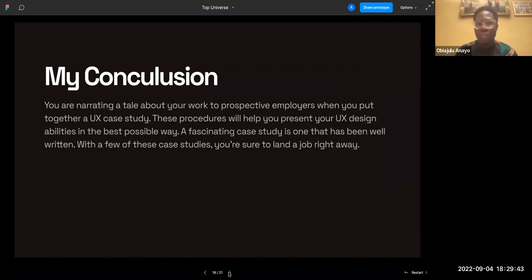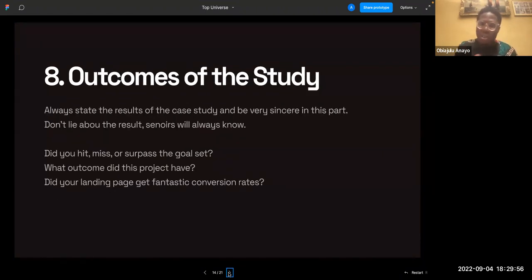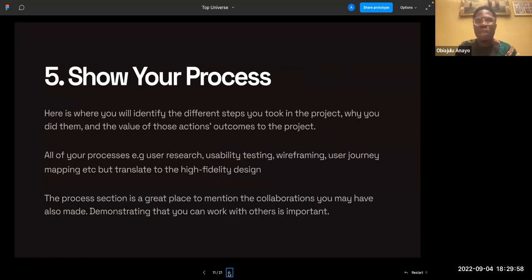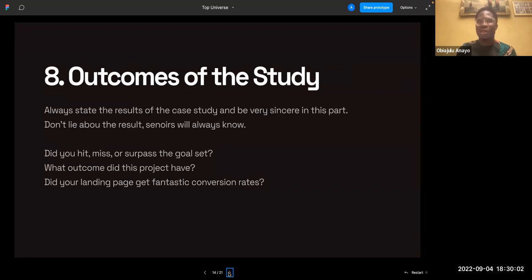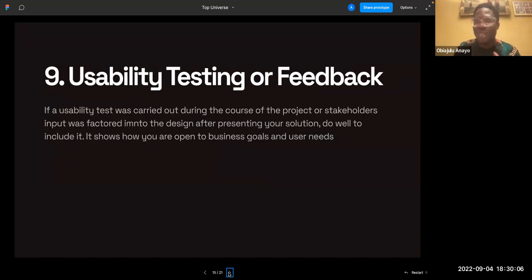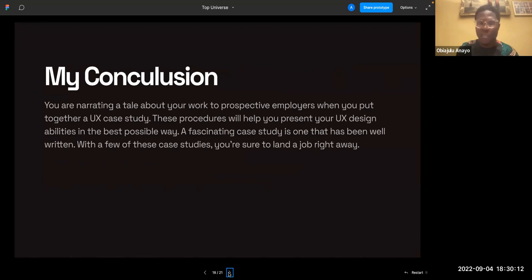So improving, like telling stories through your design, not fluffing the introduction, using analysis and metrics where necessary, presenting it in a very good visual manner, right? Giving us numbers, using numbers appropriately, telling us the outcome of the study, and making your case studies scannable and showing your process in your case study is something that will definitely land you your next job. And one thing I'll tell you, your case studies usually depend on the market you're targeting.